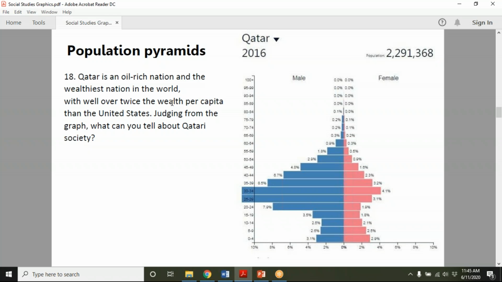Judging from the graph, what can you tell about Qatari society? There are more men than women. Yeah, there's a ton, especially at age between 25 and 35. Yeah. Probably if they could decide whom to have, girl or boy, they kept boys. I think so. Now, I don't know if that's at play in Qatar. If abortion were legal there, and if they did not want to have a big family, probably they made their choice for having boys. Yeah. Okay. That's a good conclusion.